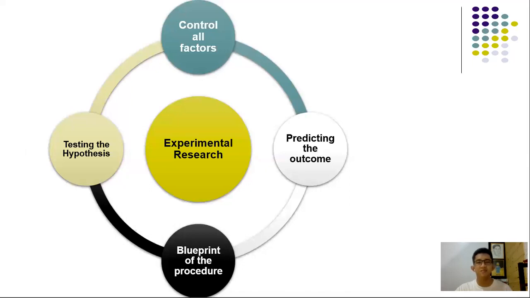Experimental design is a blueprint of the procedure that enables the researcher to test his or her hypothesis by reaching valid conclusions about relationships between independent and dependent variables. We do experimental research in order for us to attain our goal, to identify and test our hypothesis.